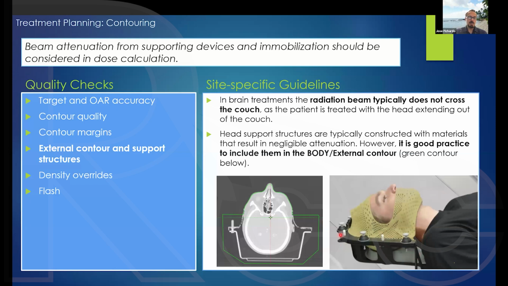Now, this is usually designed with a material that has very low radiation signature. It attenuates very lightly, but that doesn't mean it doesn't attenuate at all, right? In fact, when you're looking at the CT images, you can see the sheets that are on the patient. So obviously, it doesn't take much to attenuate the beam. So it's good practice to include the head frame in your body contour. Why is that? Well, because if you don't include it, then it's not going to be part of the dose calculation, right?